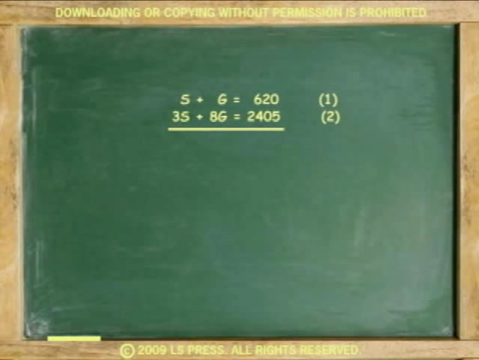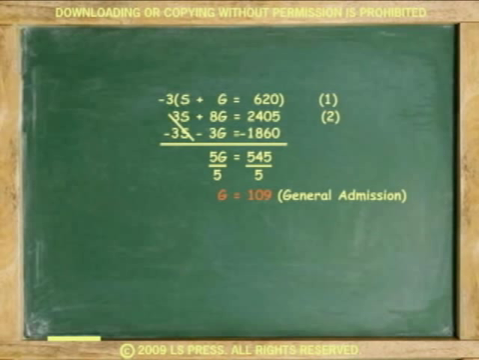Solve the system by solving equation number 1 and equation number 2 algebraically. Line them up. Multiplying equation 1 by -3 will allow us to cancel S and wind up with 5G equals 545. Divide by 5. G equals 109 fans for general admission. To find the number of students, subtract 620 minus 109, and 511 students paid admission.